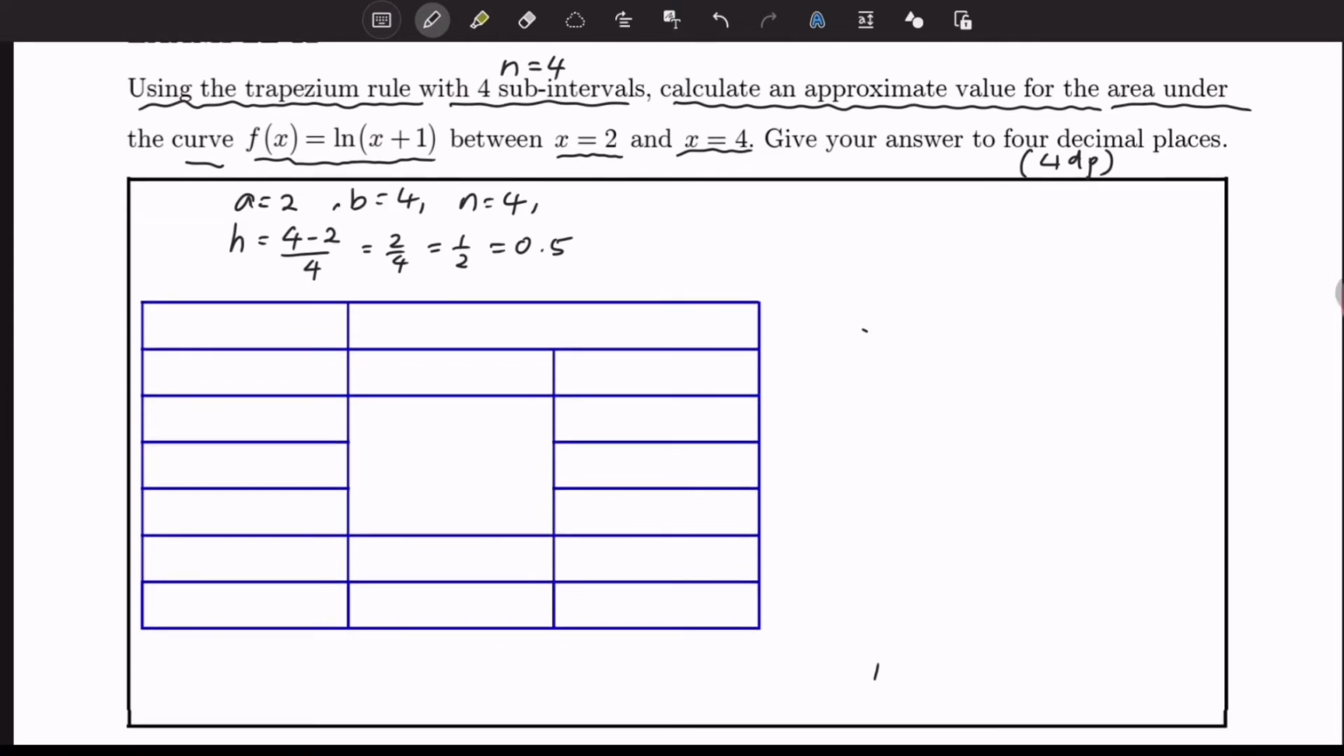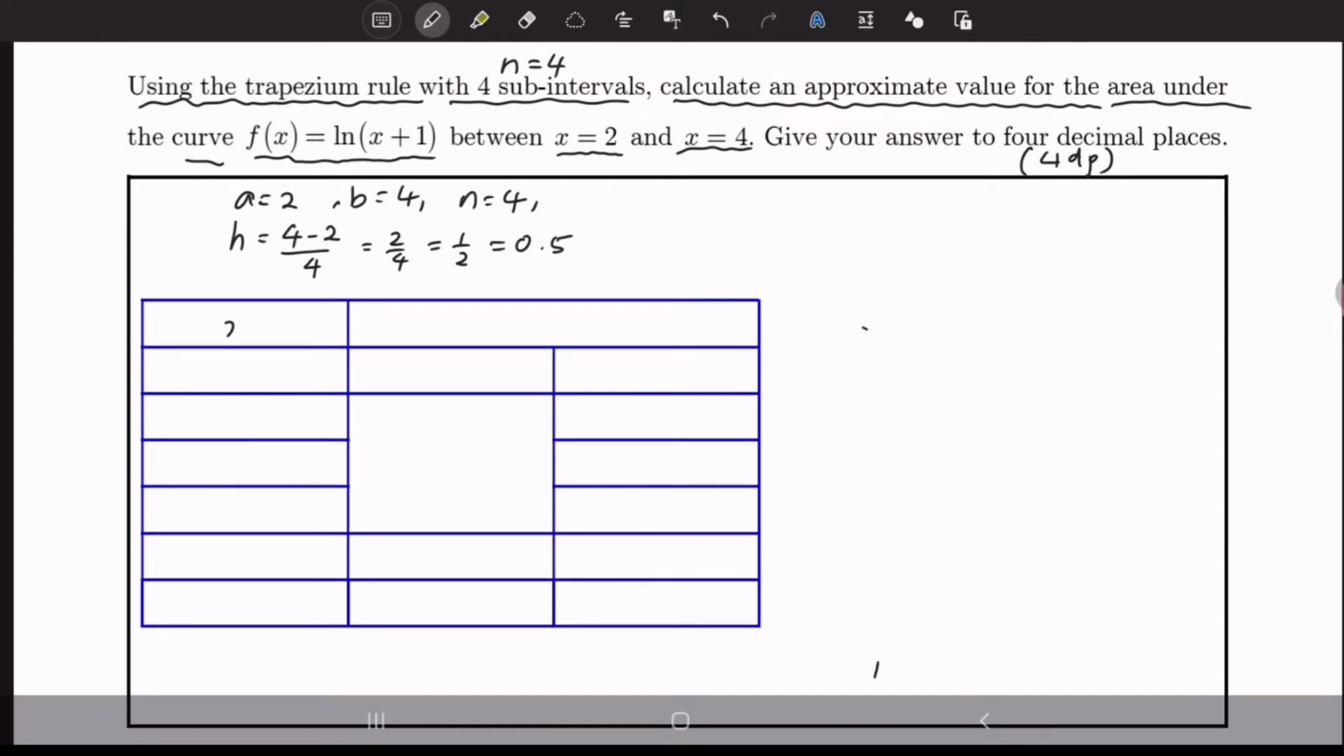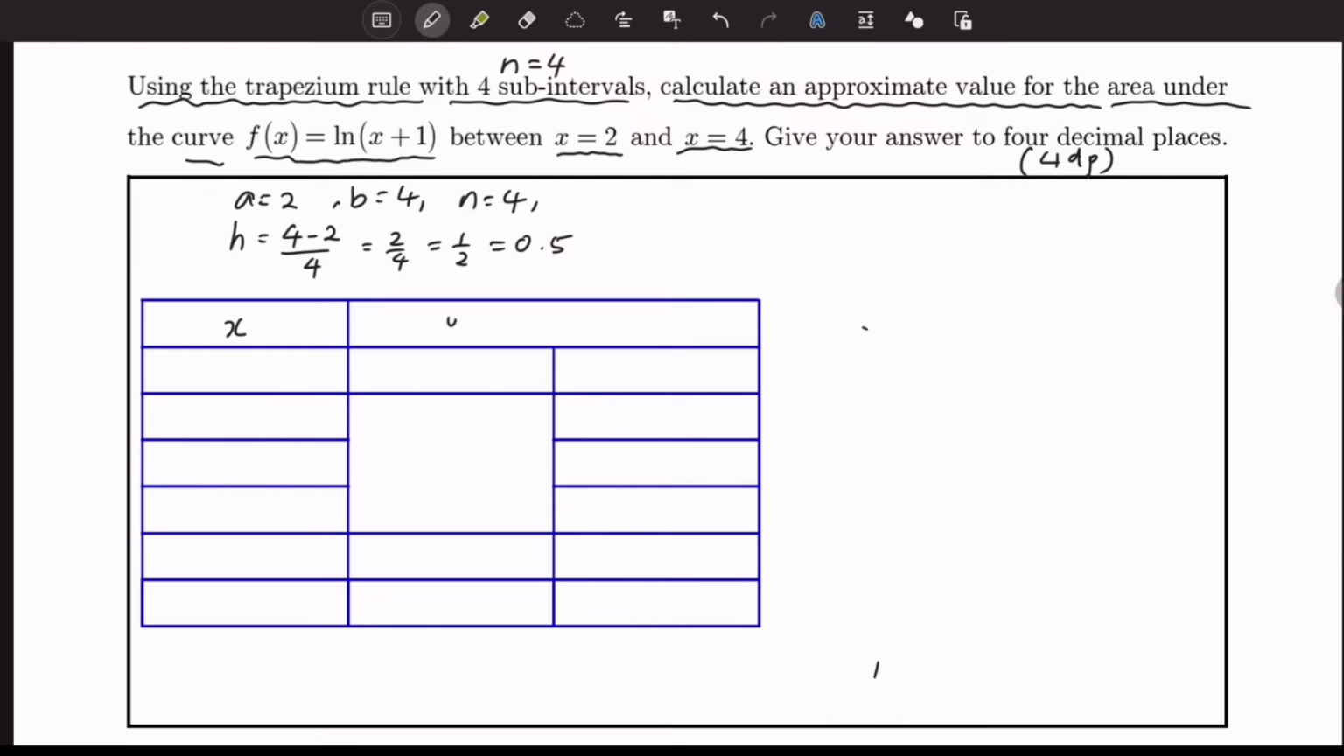So plot the table. This will be the values for your x. This is the value for your y, so y equals f(x). Our f(x) is ln of x plus 1. So x0 will be 2, x1 will be 2.5, x2 is 3, x3 is 3.5, x4 is 4.